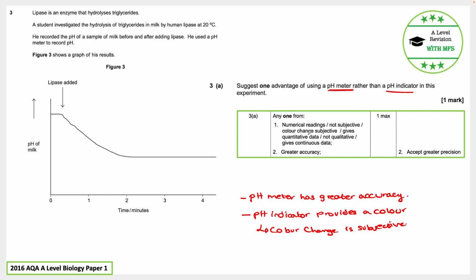numerical readings not subjective, color change subjective, gives quantitative data not qualitative, gives continuous data. You would have had any of those for 1 mark. And the second mark, you have to say why you would use it. Okay, so if color change is subjective, or it gives you quantitative data, why are you going to be using that set of data over the color change? Well, it's because it's of greater accuracy. Okay, and it does say that you can state greater precision. Okay, so anything like that would get you the mark.